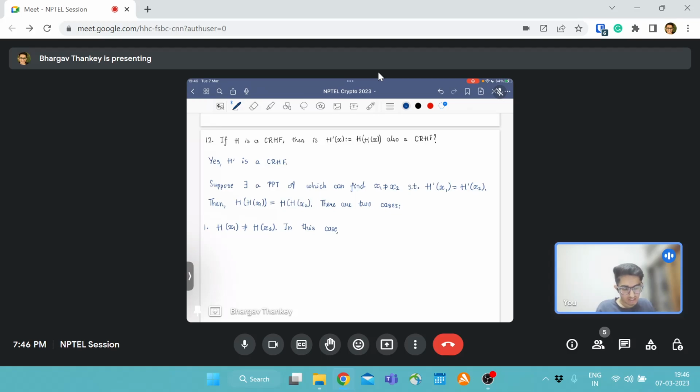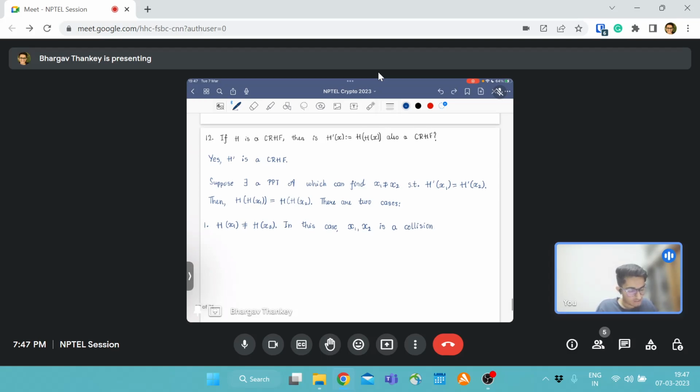So there are two cases. If h of x1 is not the same as h of x2, in that case, x1, x2 is a collision, right? Because x1, x2 are different, but the value of their hash function is the same. So there's a collision, which is a contradiction, right? Because h is a collision resistant hash function, we shouldn't be able to find a collision pair, right? Case 2 is h of x1 is equal to h of x2.